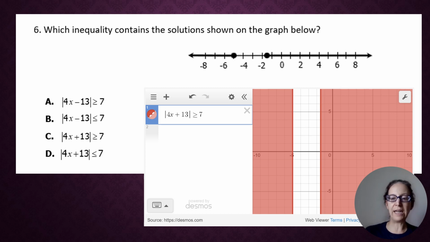Answer choice D would just flip the inequality around. And yeah, that's not what we wanted. We wanted the break in the graph to be there, not the graph itself, with the breaks on either side, I guess, so to speak.